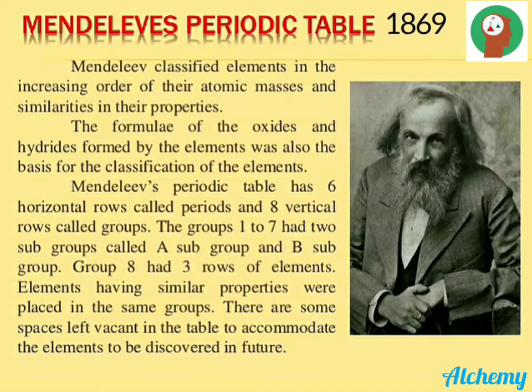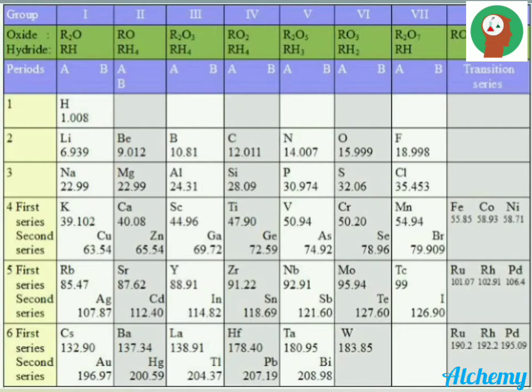The fourth classification of elements was done by Mendeleev in 1869. It was called Mendeleev's periodic table. Mendeleev classified the elements in the increasing order of their atomic masses and similarities in their properties. The formulae of oxides and hydrides formed by the elements were also the basis for the classification of these elements. Mendeleev's periodic table has 6 horizontal rows called periods and 8 vertical rows called groups. Groups 1 to 7 have 2 subgroups called A subgroup and B subgroup. Group 8 had 3 rows of elements.